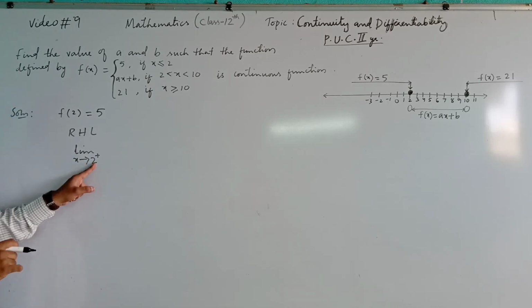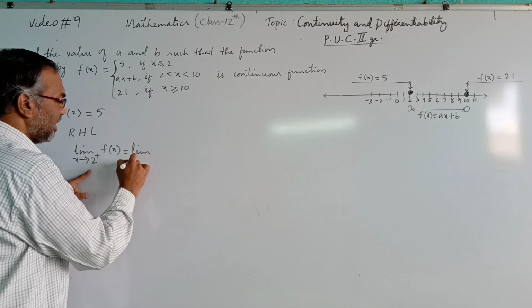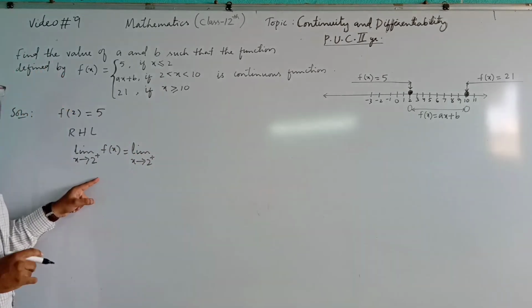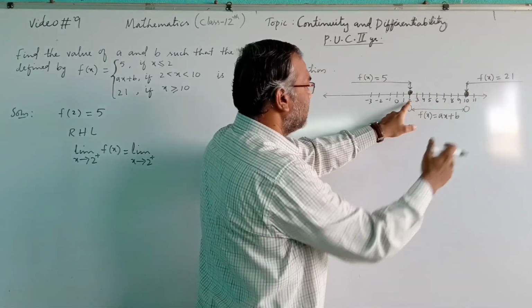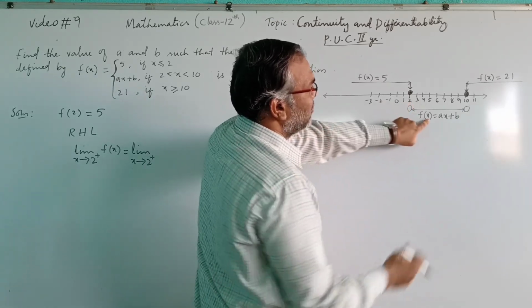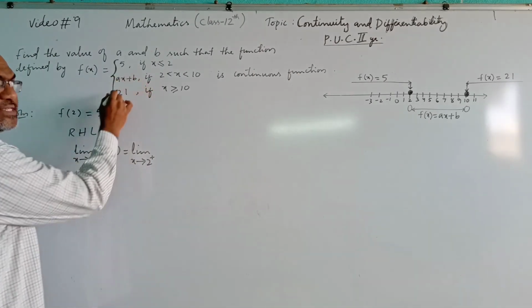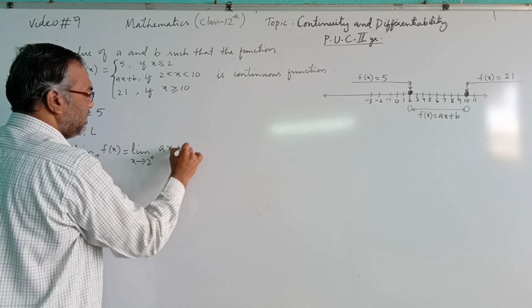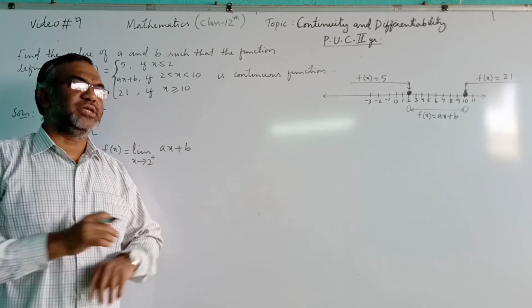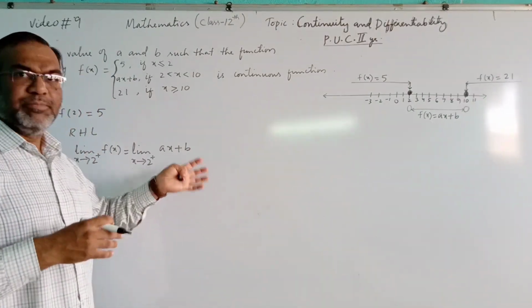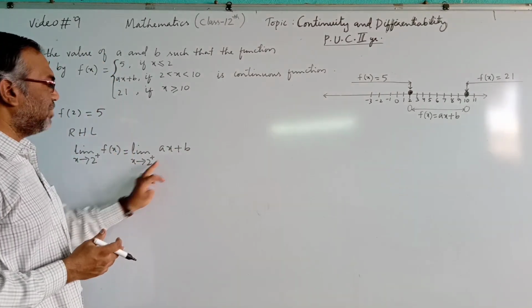The limit as x approaches 2 from the right of f of x will be equal to the limit as x approaches 2 from the right. This is the function: right of 2, f of x is equal to ax plus b, so we have to take this piece, ax plus b. We are not using the LHL and RHL formula, that's not important. We can do that without using the formula also. We can directly apply the limit.